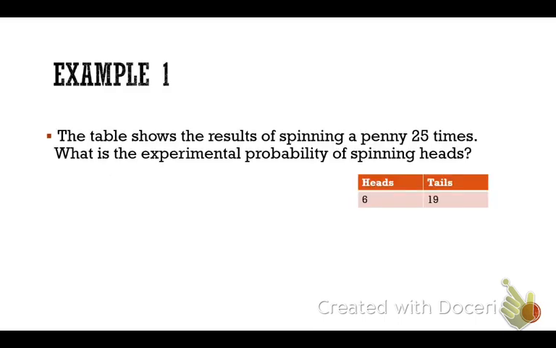All right, so here we go. Example 1. The table shows the results of spinning a penny 25 times. What is the experimental probability of spinning heads? All right, so look at the table. And then I want to give you the theoretical scenario. So, in theory, all right, how many possible outcomes, are you paying attention? How many possible outcomes are there? 25. No, in theory. There's only 2, heads or tails, right? So I would say, in theory, there's a 50-50 shot, right, of either getting heads or tails.